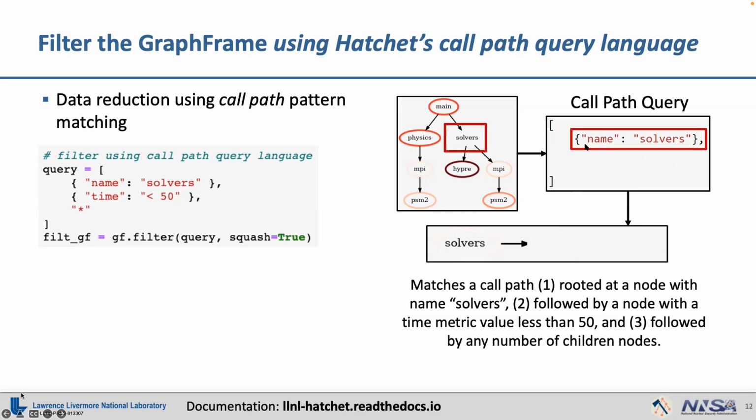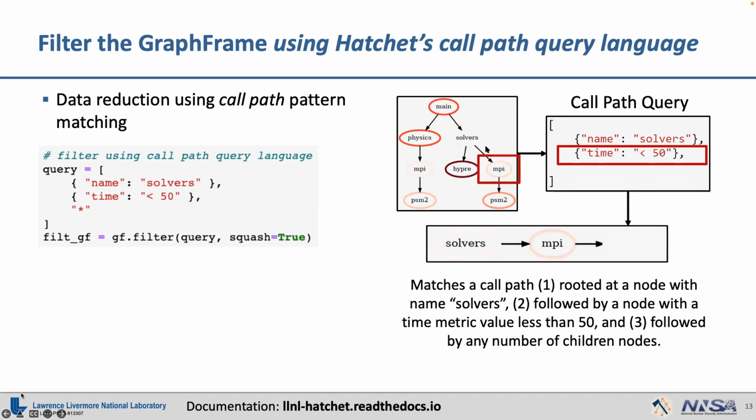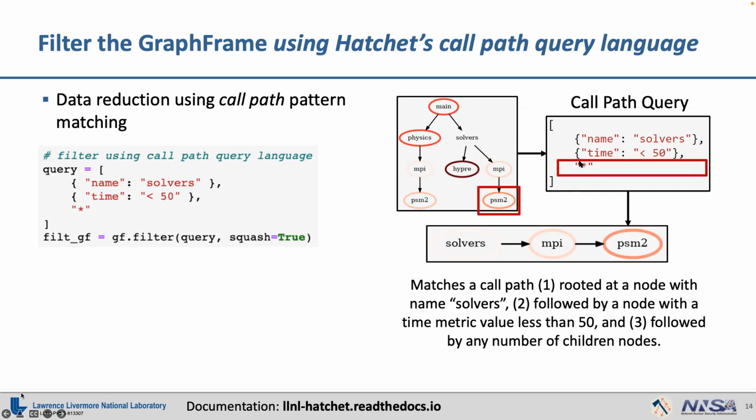Walking through here, we have the first element in our query. We're looking for this node that has the name solvers, and so we're going to save that to our resulting graph frame. The next bit that we're looking for is a node that has a time value less than 50. You can't see that reflected here in the graph, but the MPI node in our case here is the one that matches that particular syntax that we're looking for. And then the last element in our call path query is the asterisk, and so we're wanting to match 0 or more nodes underneath the MPI node. That's what gets us the leaf node of PSM2. And so that's how we walk through our call path query language.